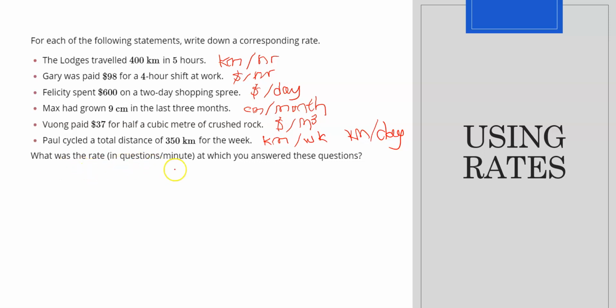What was the rate in questions per minute? Okay, so how many questions did I have? 1, 2, 3, 4, 5, 6. It took me 10 seconds per question, because it took me a minute to do them all, and there's 6 questions.